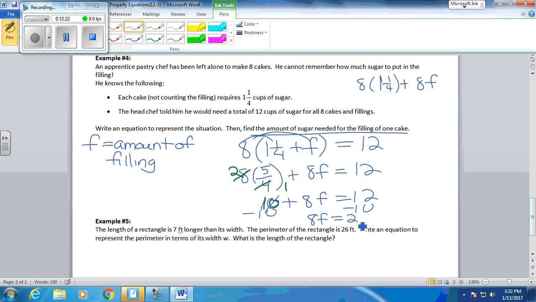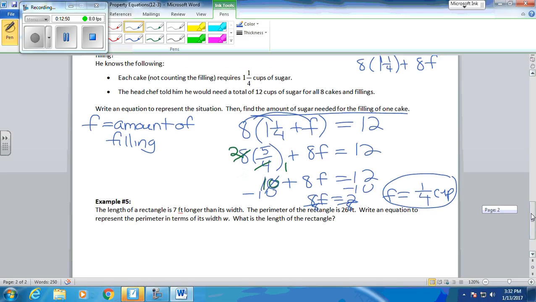And then be careful, don't do 8 divided by 2 because you don't want to get a fraction. You are dividing by the 8, which will tell you that F equals 2/8 or 1/4. So that means that you're going to need a 1/4 cup of sugar for each thing of filling. So even though we didn't know how much sugar they needed for the filling, because we knew the total amount and we knew how much the cakes needed, we could figure that out.